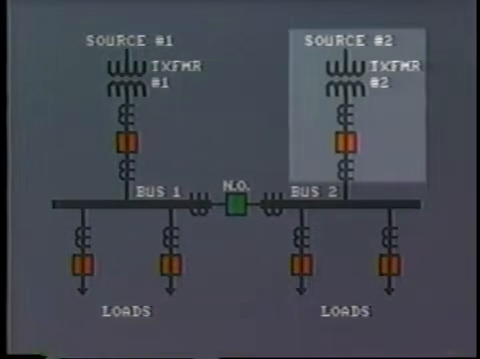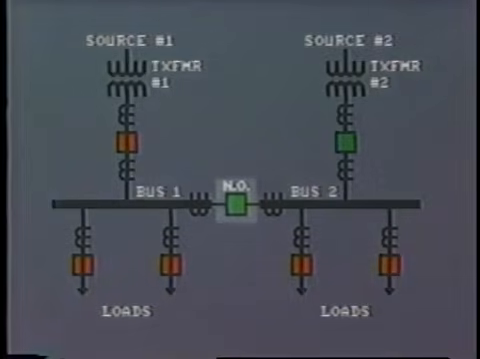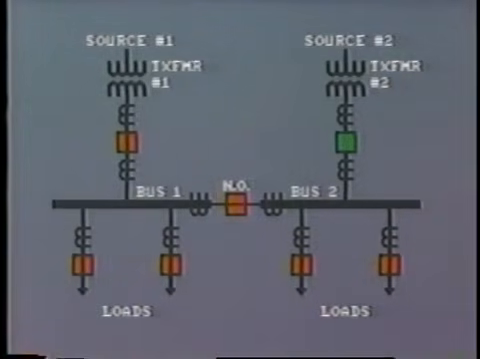If one transformer is taken out of service for maintenance or inspection, its secondary breaker will be opened. The bus tie breaker will then be closed so that all of the bus can be fed from the single transformer, assuming, of course, that it has sufficient capacity.